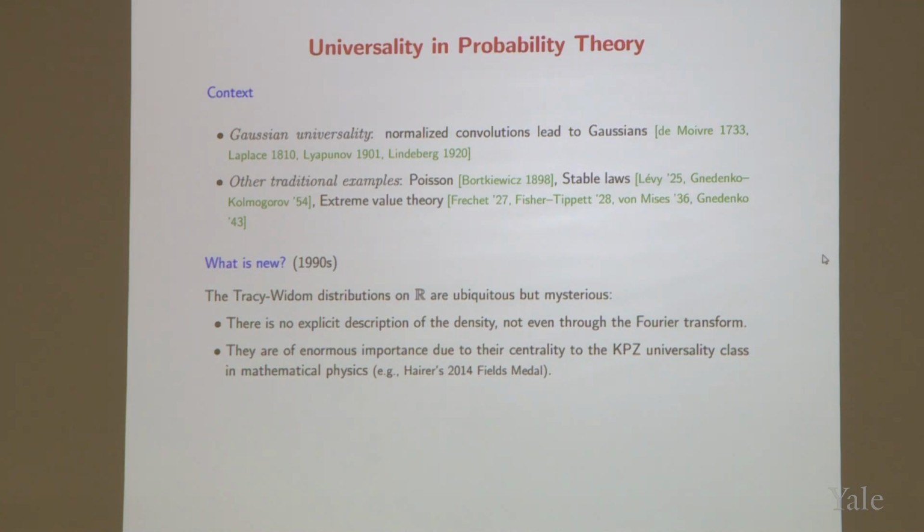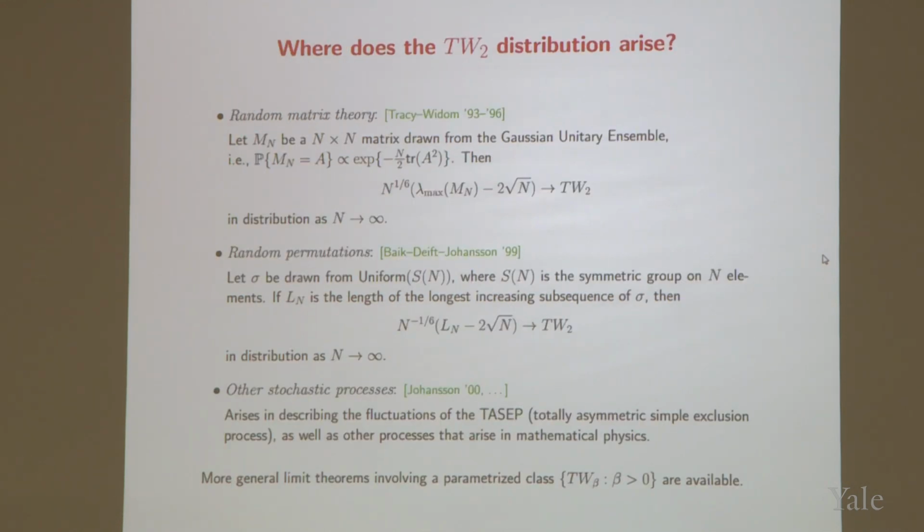So unlike the stable laws, where you know the characteristic function, we do not know that for the Tracy-Widom density distributions. They are of enormous importance due to their centrality to what is called the KPZ universality class in mathematical physics. And for example, Martin Hairer won the Fields Medal in 2014, partly for his work connected to this universality class. So where does the Tracy-Widom distribution arise?